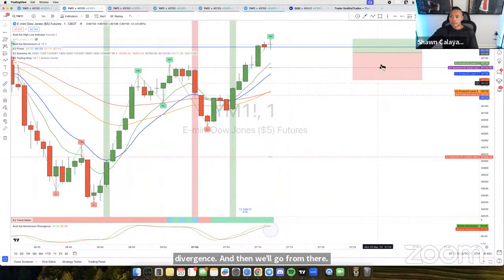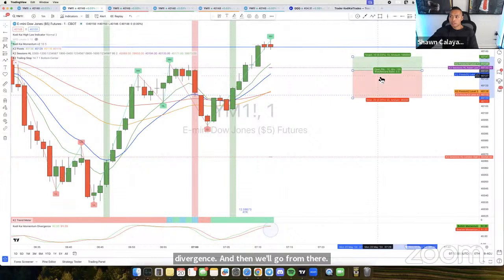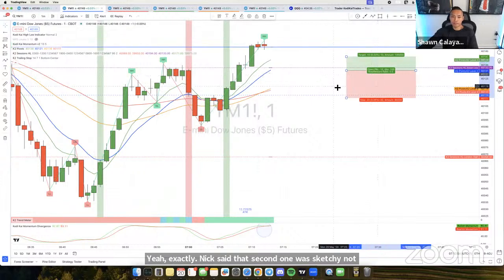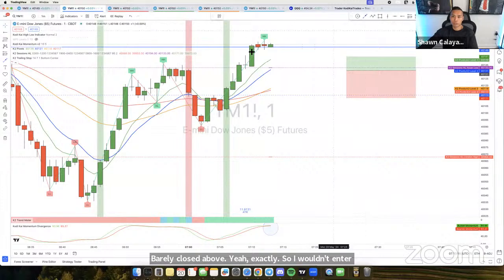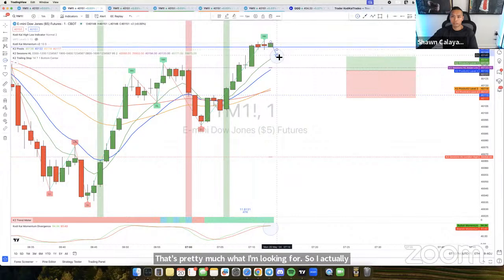Yeah, exactly. Nick said that second one was sketchy, not only on the sessions, but it barely closed above. Yeah, exactly. So I wouldn't enter it right away. I would look for the momentum divergence. That's pretty much what I'm looking for. So I actually wanted it to close down below this line a little bit, maybe like right here. And then from there, I'd look for it to swing back up and close above here, of course.